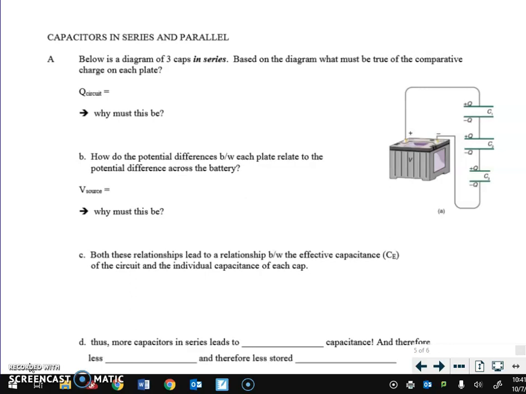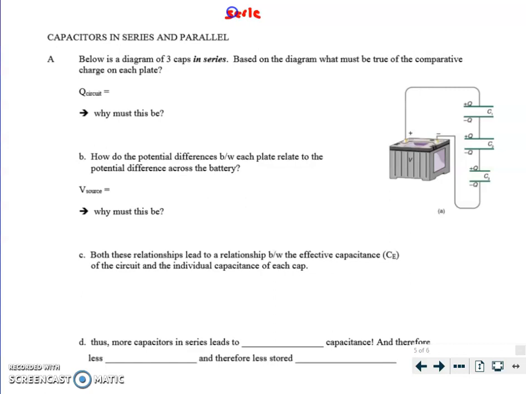So let me remind you what we know about resistors, right? If we've got a series circuit with resistors, it's easy. The effective resistance is simply the sum of the individual resistors. And if we have parallel, then the effective resistance is 1 divided by the sum, sigma, of 1 over Ri. So it's the reciprocal of the sum of the reciprocals.